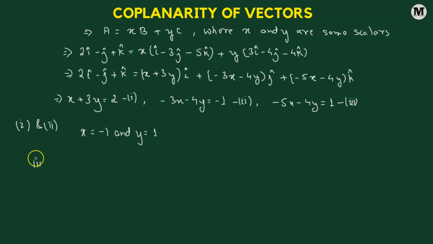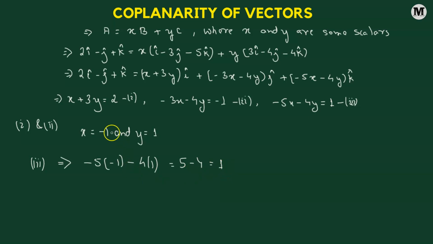So for equation number 3, we start from the left hand side. We have negative 5 multiplied by negative 1, added to minus 4 times 1. Let's find this value. Negative 5 times negative 1 is positive 5. We have 5 minus 4, which equals 1.